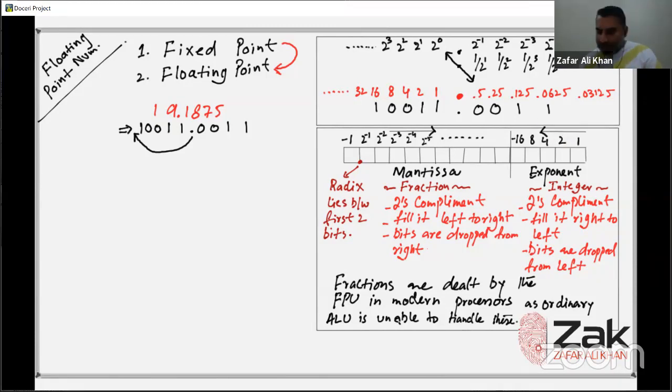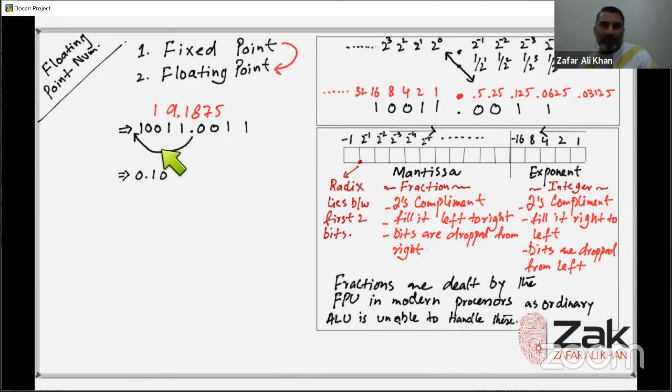All right, so now this is the fixed point. Now we have to convert it to the floating point. In order to convert it to the floating point so that we could have this point fixed between the first two bits, we will move it all the way towards the left. This will make it 0 point. Remember to put 0 there because this 0 is actually the sign bit. If it is 0 here, it means that it is a positive number. If it is 1 here, it means it is a negative number.